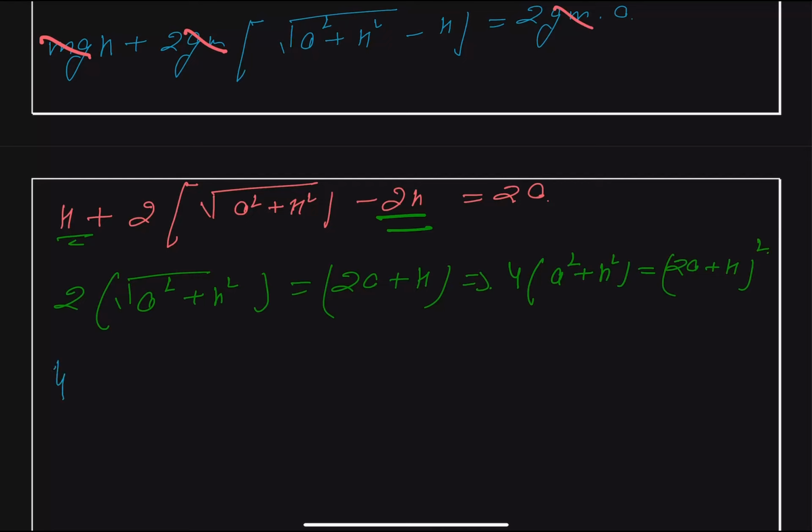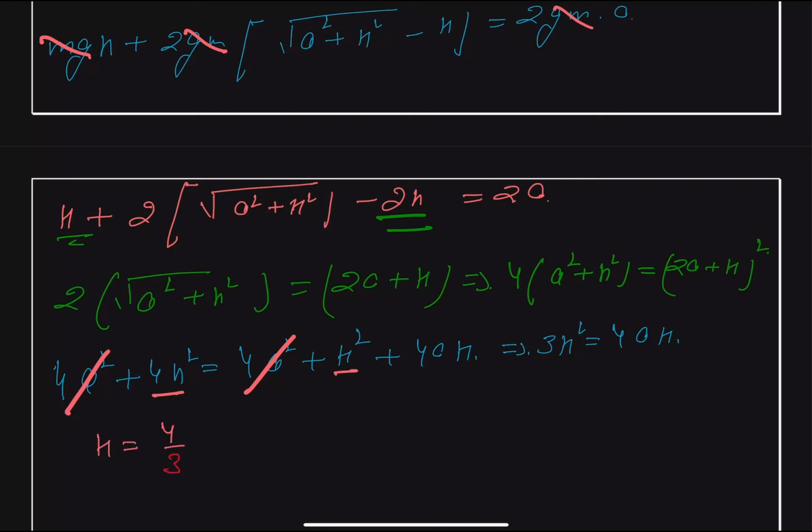So we get this as 4a square plus 4h square will be equal to 4a square plus h square plus 4ah, and here this 4a square cancels out, and this has h square and h square, and we get this as 3h square will be equal to 4ah, and from here we can write that our h will be equal to 4 by 3 multiplied by a. So this is our height h.